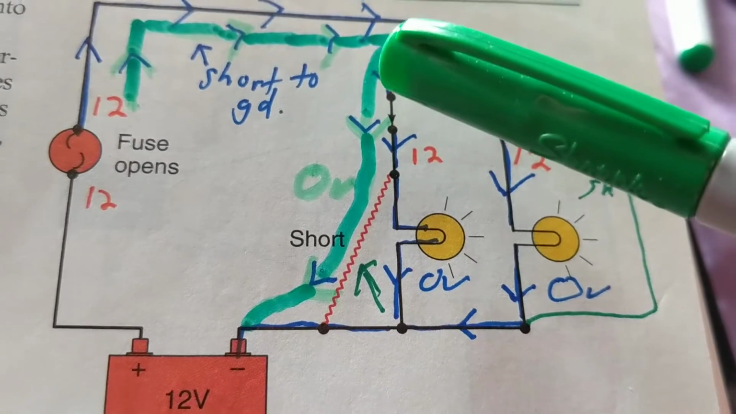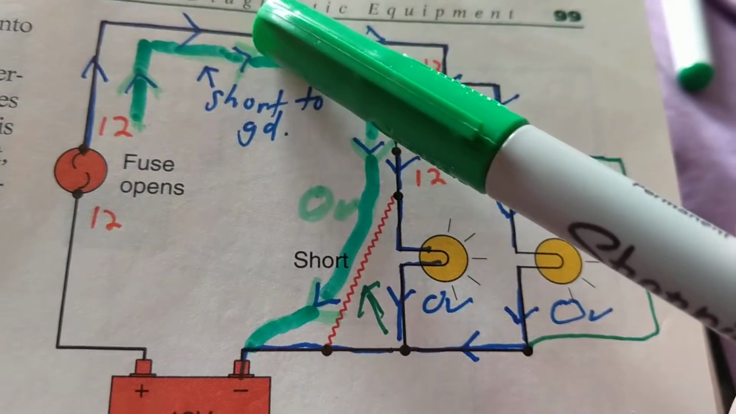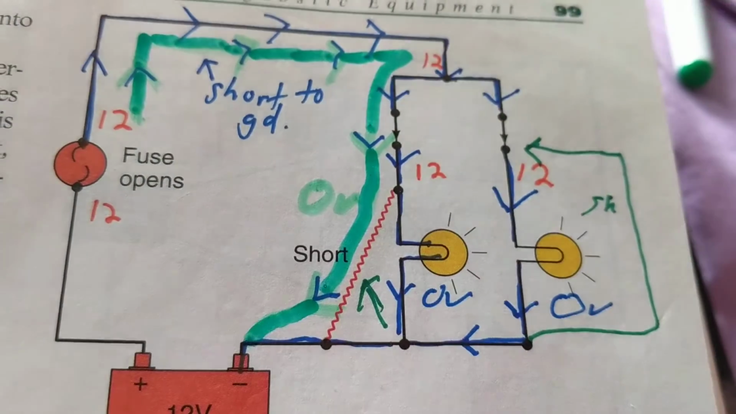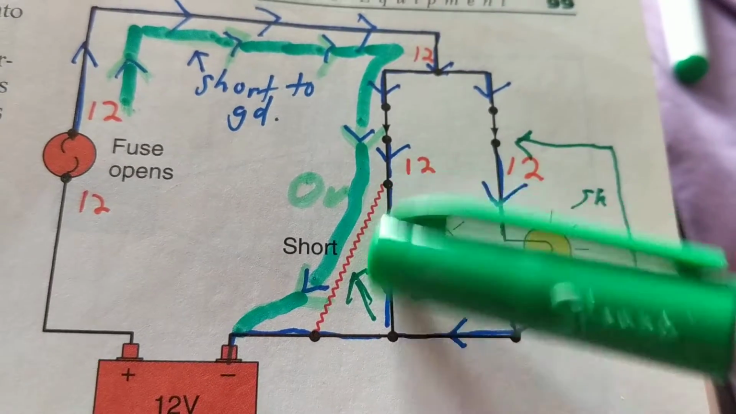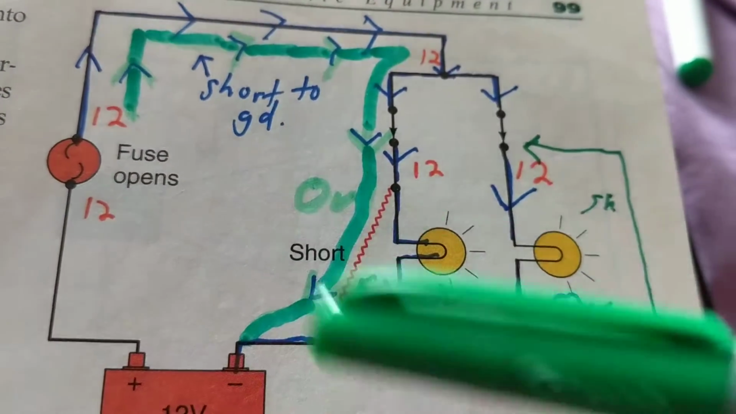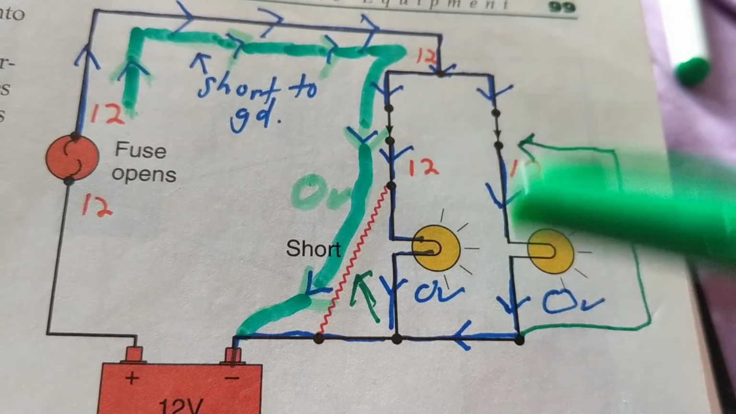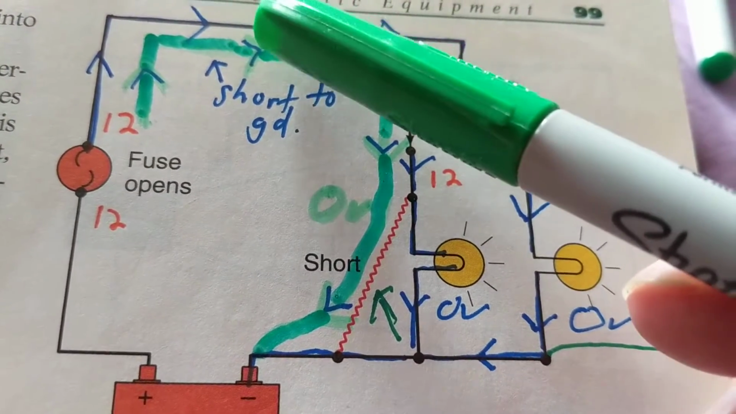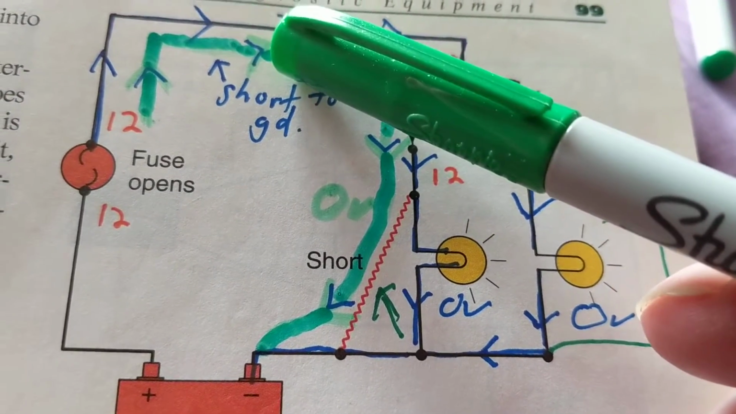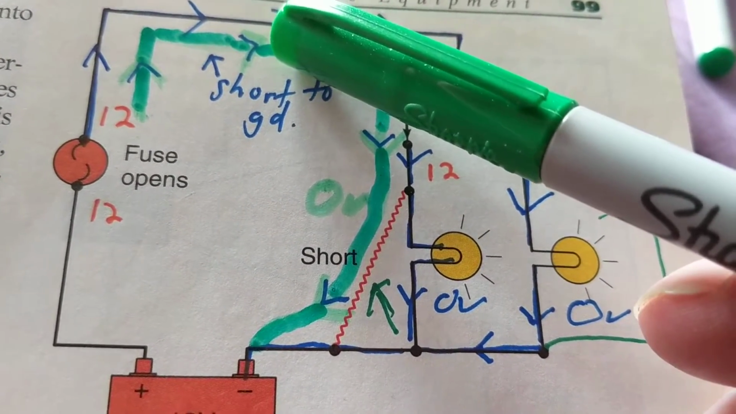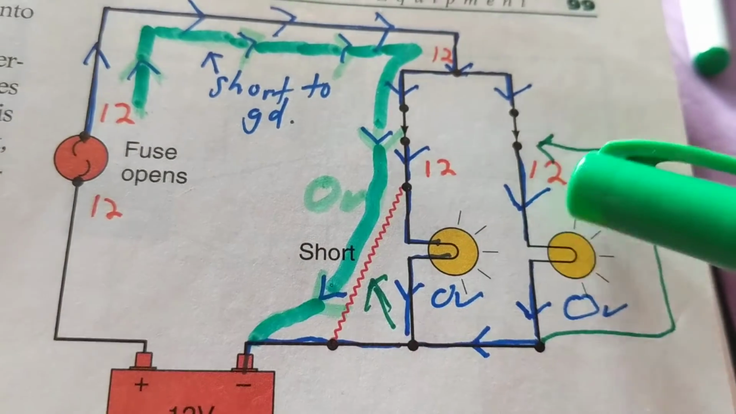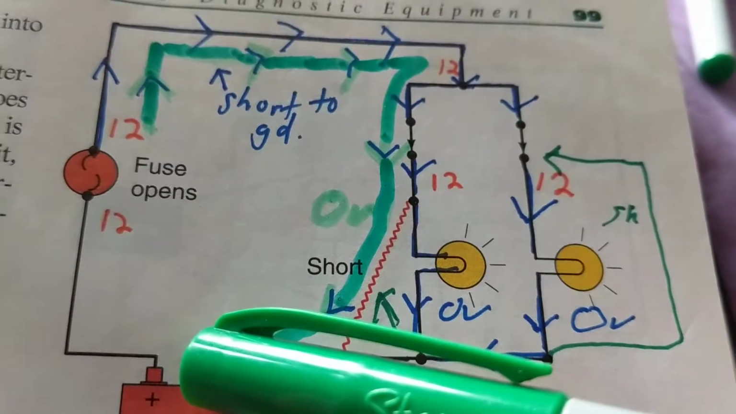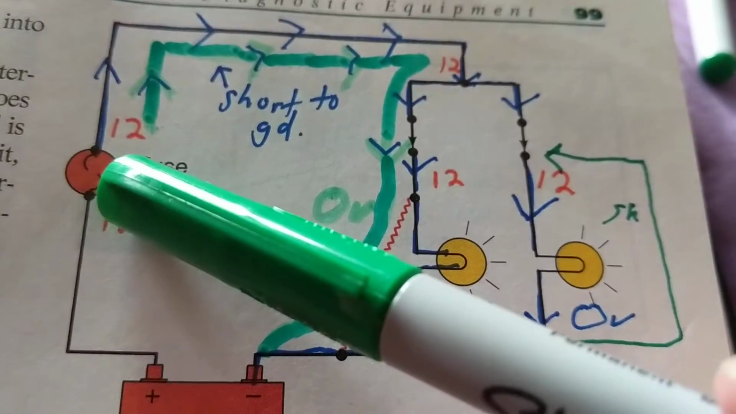Let's take one other example. There's a short from here to here. Not across here directly, but from here to here. What would be the result? Same result. Why? Because guess where the current is going to go? The current is going to go wherever the short is. It likes the path of least resistance. Whether it's here, here, or here, that fuse is going to blow.